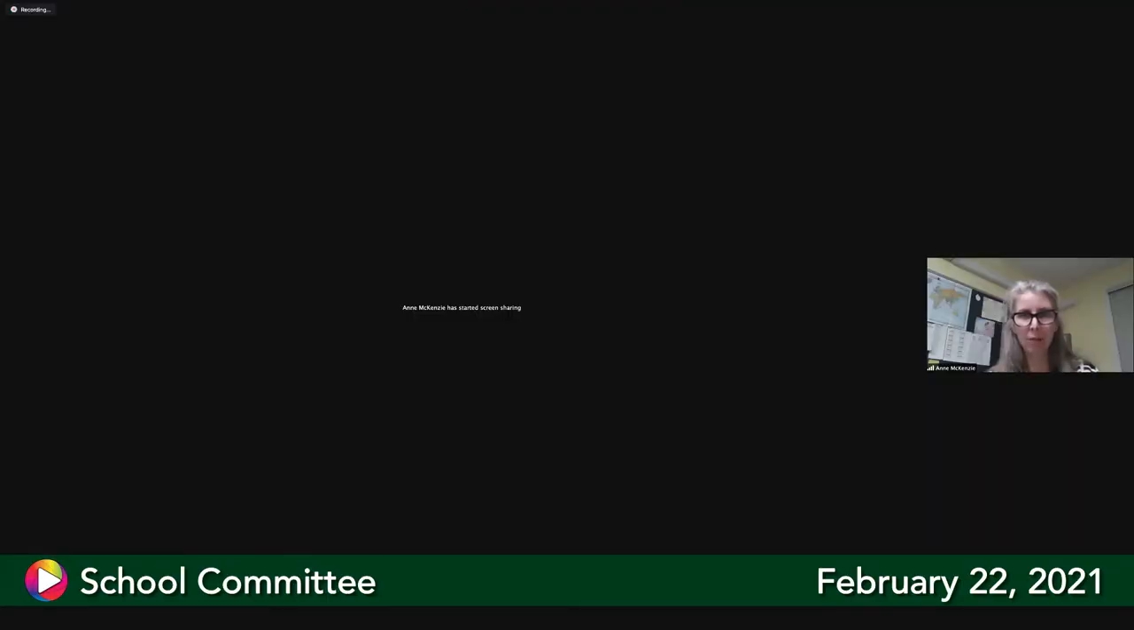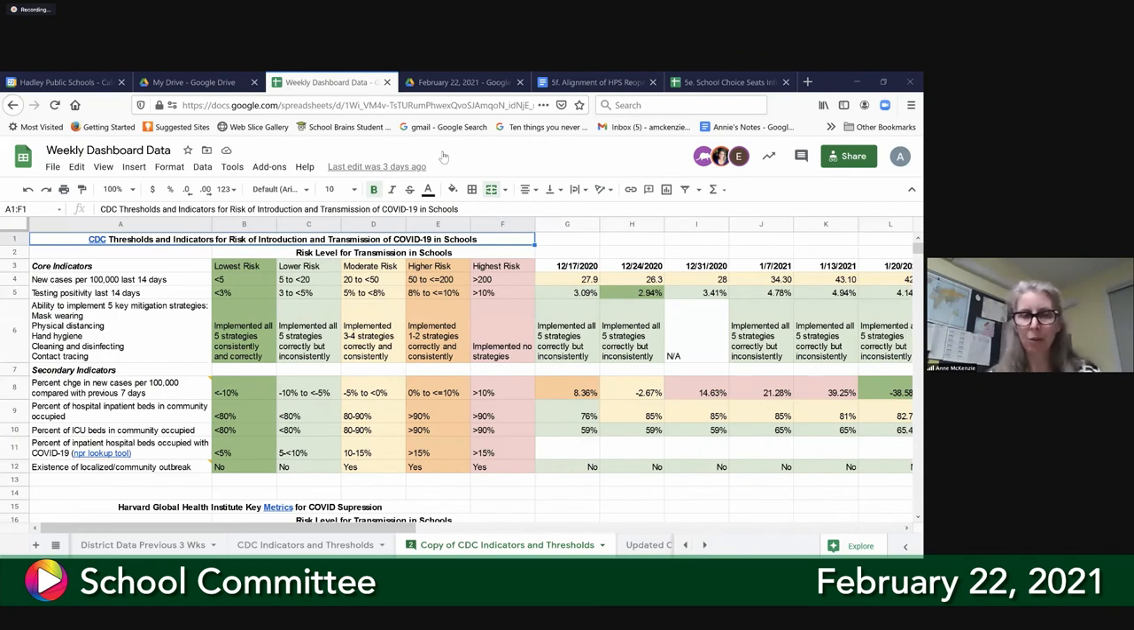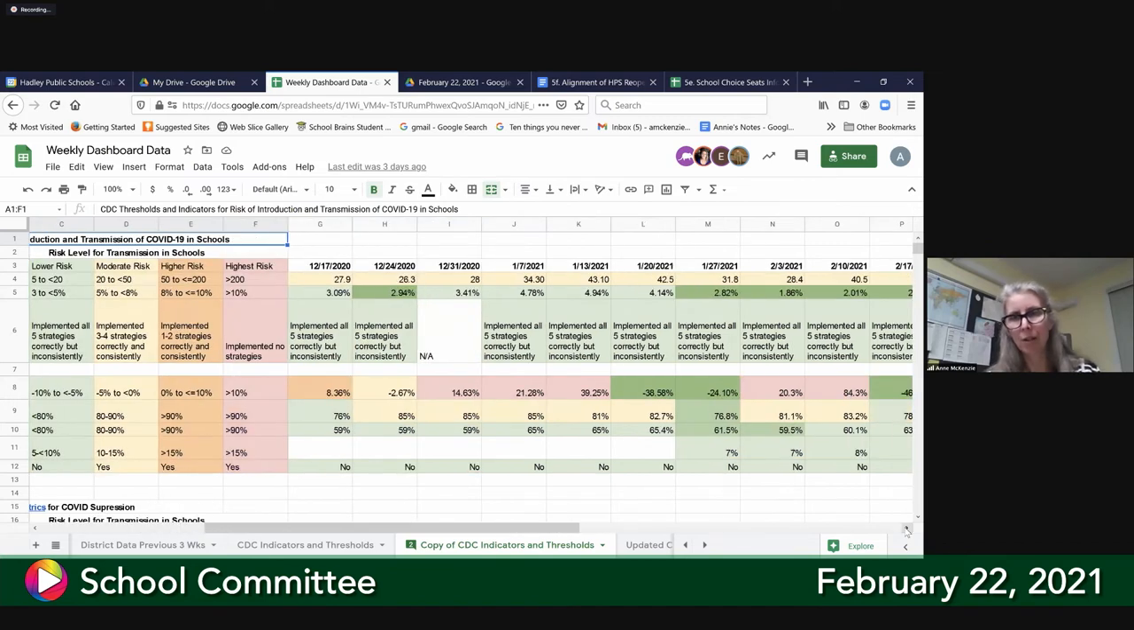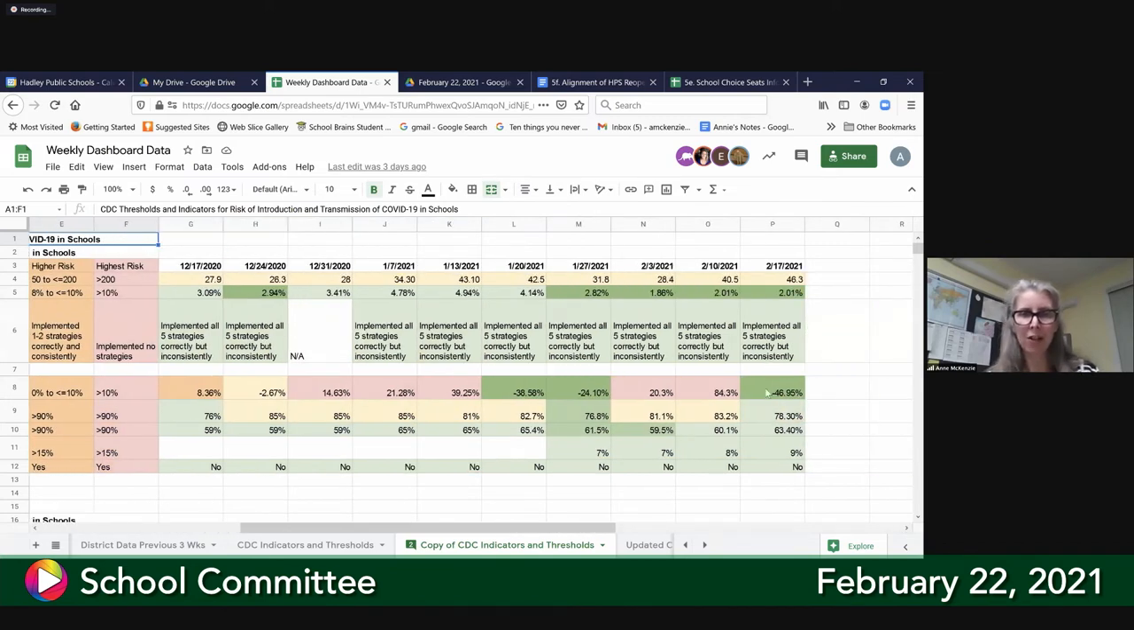I can show the data on the weekly dashboard if that's helpful. All right, I'm starting with this page here, which is the CDC threshold. There are multiple tabs in this, and I just want you folks to know what I'm referring to when I talk about doing something by hand.